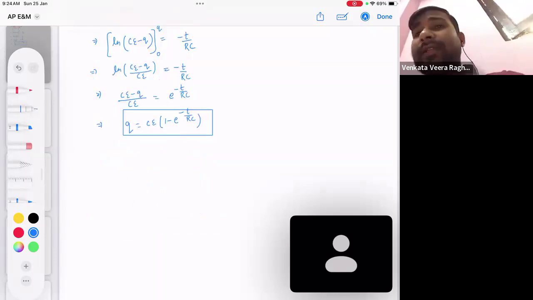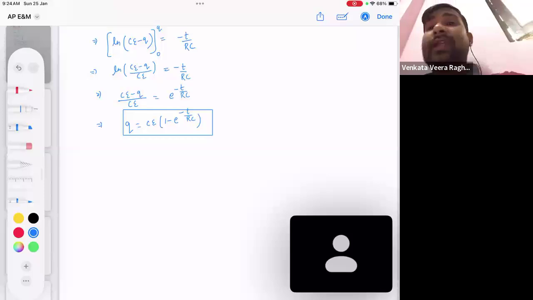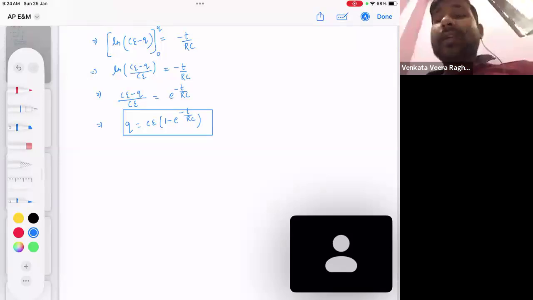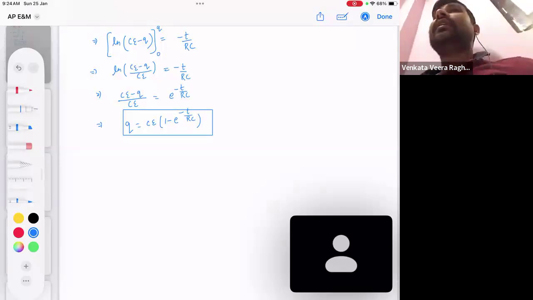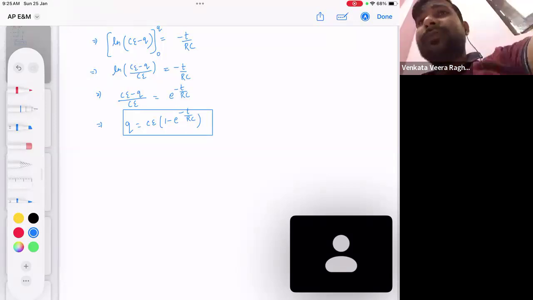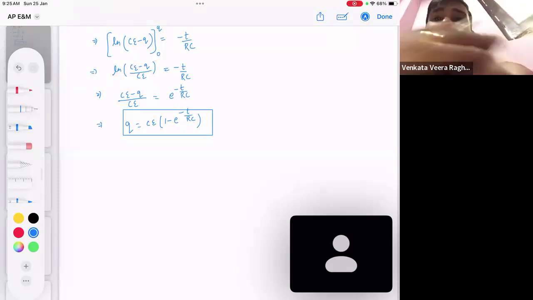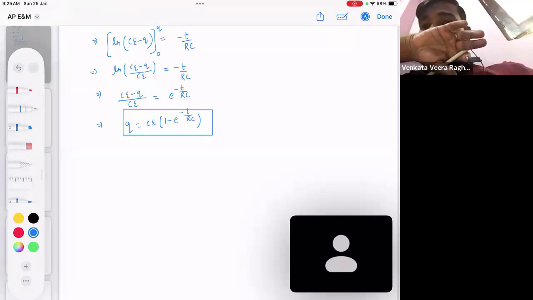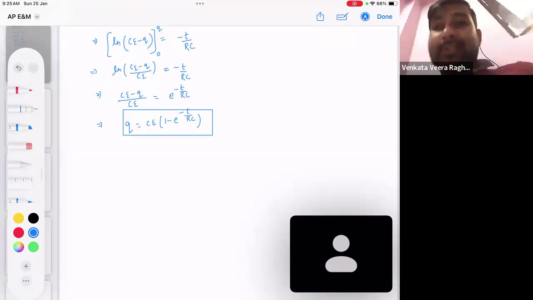You can see what is the maximum charge on the capacitor, and when is it going to happen? It's going to happen at t equal to infinity. Maximum charge on the capacitor is going to be at t equal to infinity. t equal to infinity is also called the steady state condition. Steady state means that the charge on the capacitor stopped changing. Whatever charge has come to the capacitor, the same amount of charge will remain constant throughout after that. So that state is called the steady state.